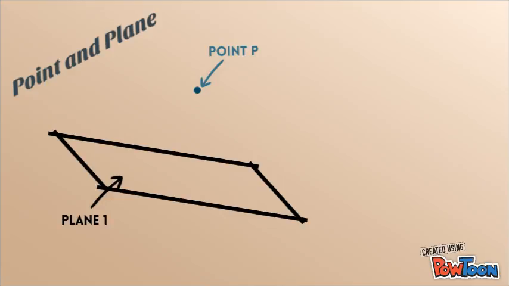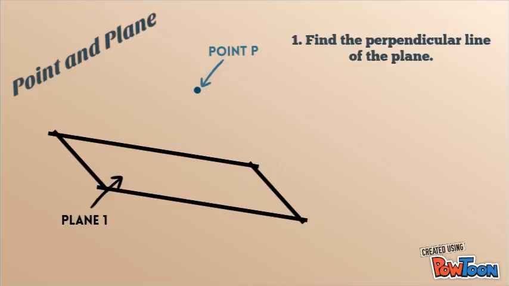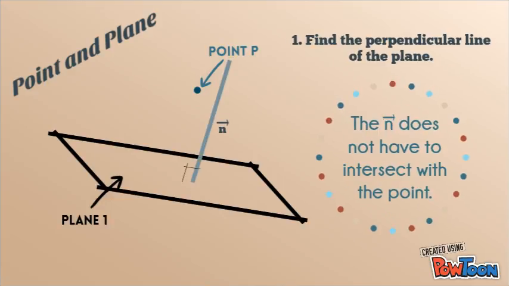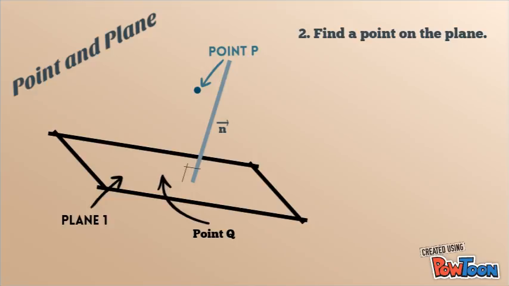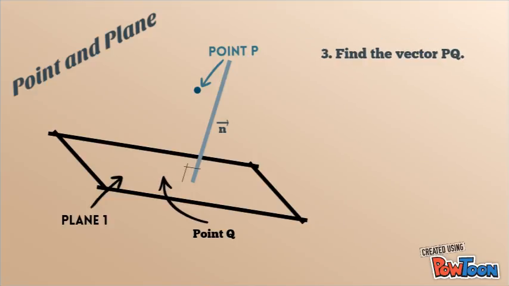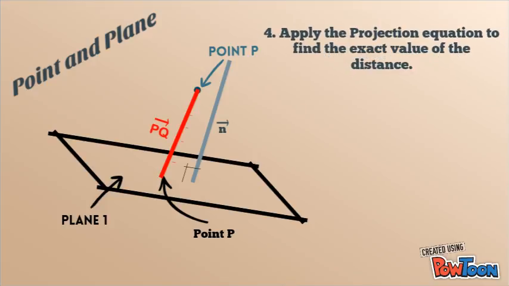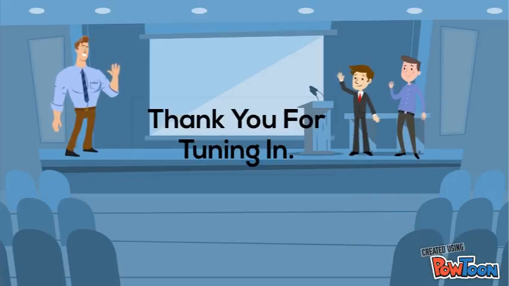Again, for the point and plane, the method is exactly the same as that of a line and plane. First, you need to find a perpendicular line from the plane. Note that the normal does not have to intersect with the point. Then, find a point on the plane, say point Q. Thereafter, find the vector PQ. Then, use the projection formula to solve the question.